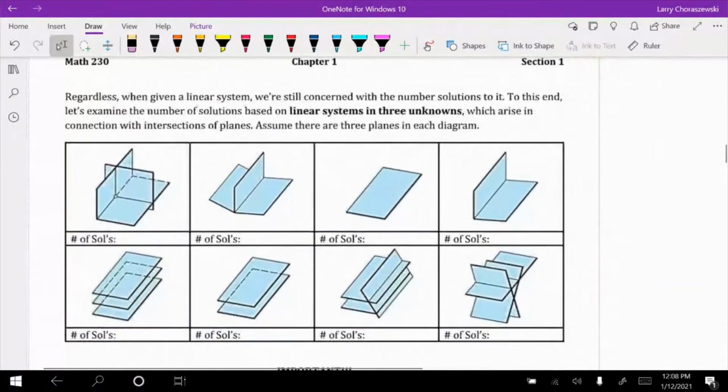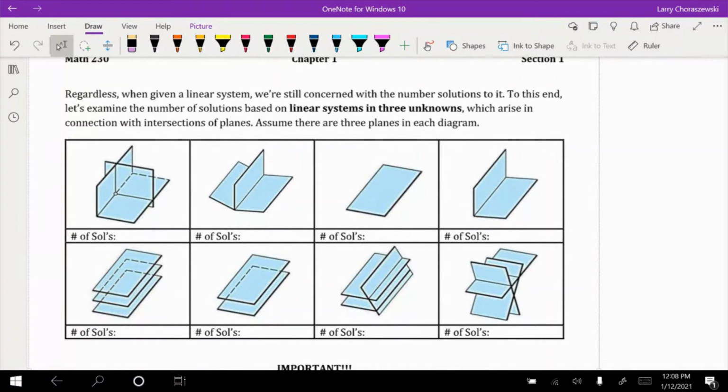So I want to take a look at the case where we have multiple planes plotted in the same three-dimensional coordinate system. And regardless of us increasing the dimension and changing the geometry of what our equations produce, we would still be concerned about the number of solutions to the system that corresponds to these entities. So we're now going to examine visually the number of solutions to linear systems that have three unknowns. Solutions in a scenario such as this are identified the same way as they were with the two-line situation, where we want to find any points of intersection between the three planes.